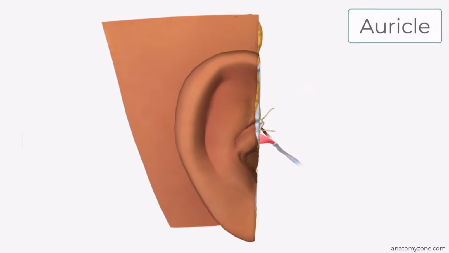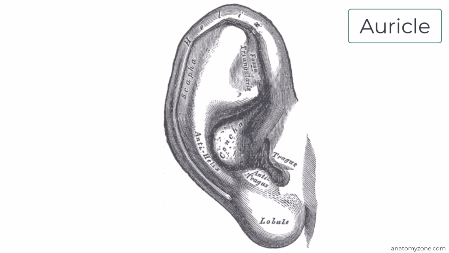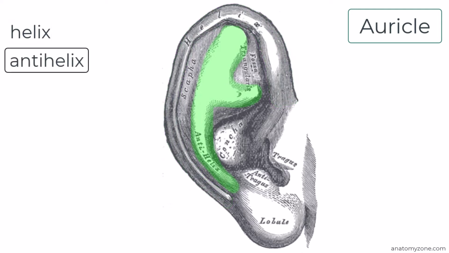The auricle is a cartilaginous structure covered by skin, which projects from the side of the head and is involved in capturing sound. It consists of the following parts. This outer bit here is the helix, this curved outer rim. And then just anterior to the helix we have the antihelix. There are two crura, or limbs, which form this Y shape, with the superior crus and the inferior crus.